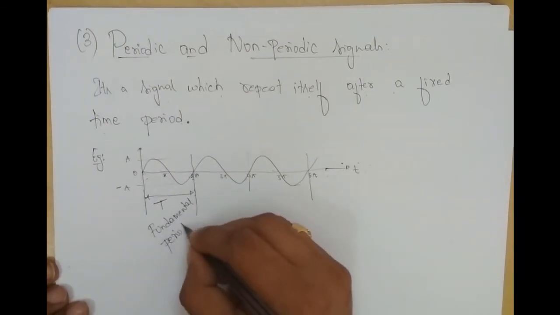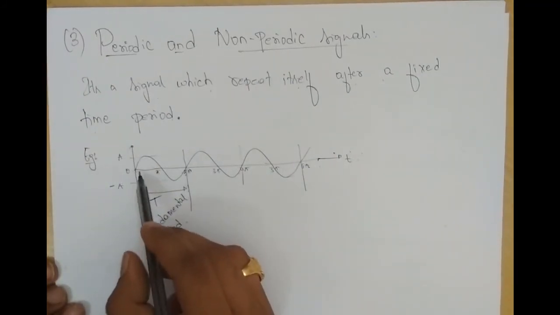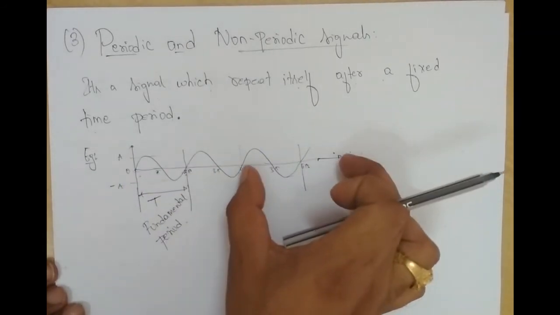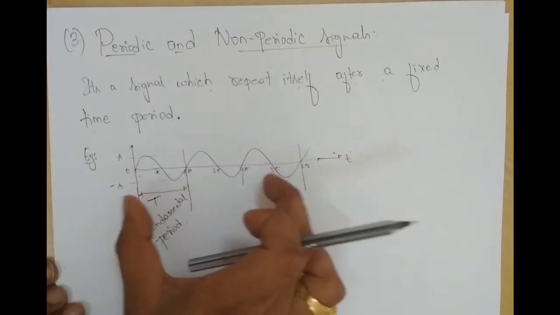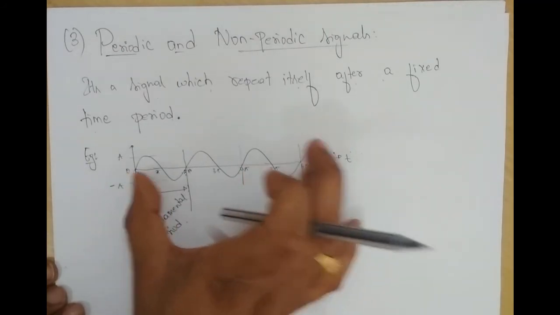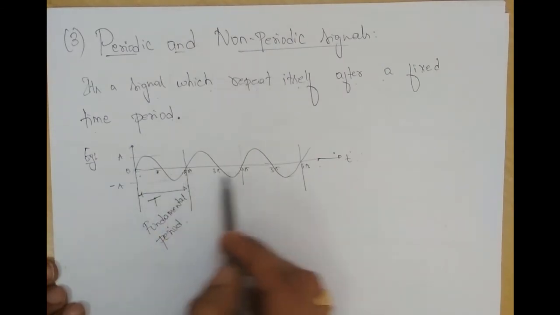So basically it repeats every 2 pi, right? But it also repeats every 4 pi. If you take this 4 pi and keep it here, it is repeating, right? Every 6 pi, if you take this and put it here, it is repeating, right? So every 2 pi it is repeating, every 4 pi it is repeating, every 6 pi it is repeating.